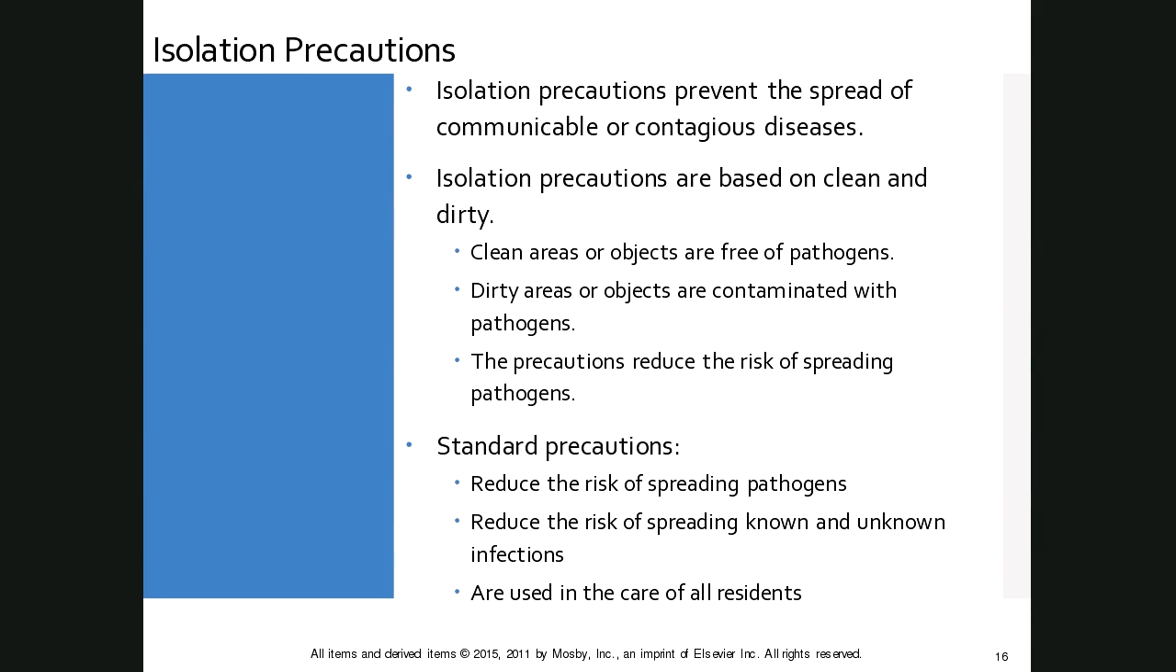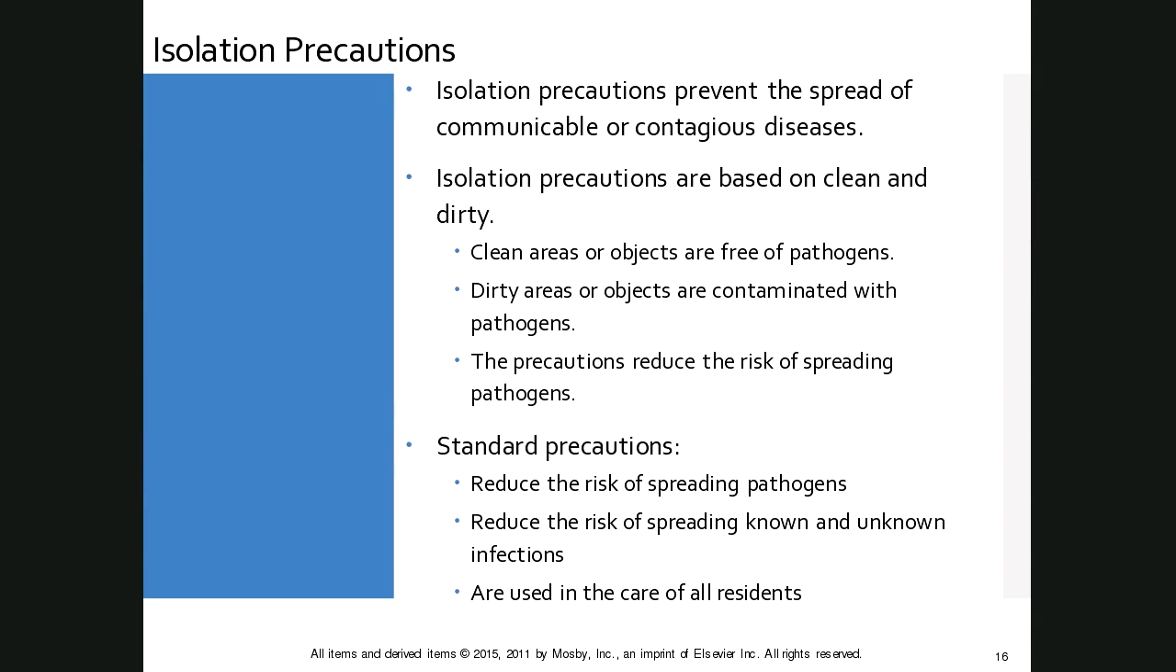Isolation. When we put a person in isolation, it's not to be punishment. It's to prevent the spread of communicable or contagious diseases. And we tell the person that up front. But isolation precautions are based on clean and dirty. You should have a clean area so the objects are free of pathogens, and then we have a dirty area that has become contaminated with the pathogens. And then the precautions basically reduce the risk of spreading it.